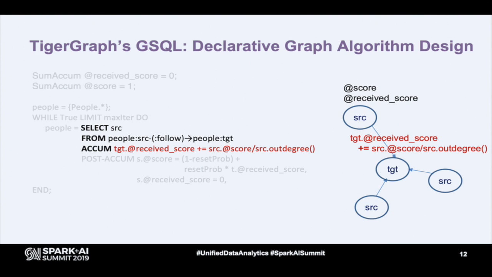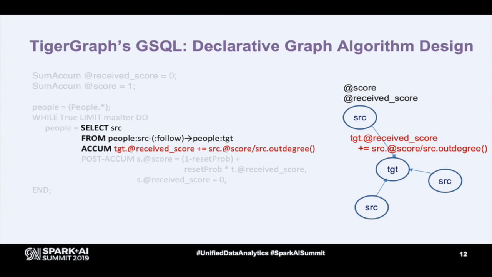Here it's about people following other people, right? So the accum is what's interesting here. It acts like an aggregate function at each vertex. In this particular case, the target's received score is summed up from the source score divided by its neighbors. So at first glance, it looks similar. It does exactly the same job that PageRank needs to do, right?